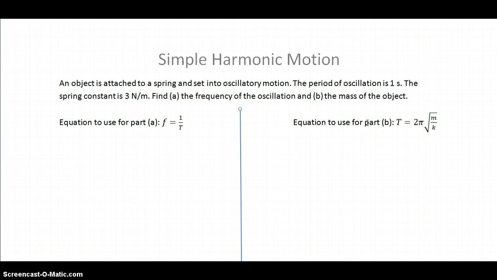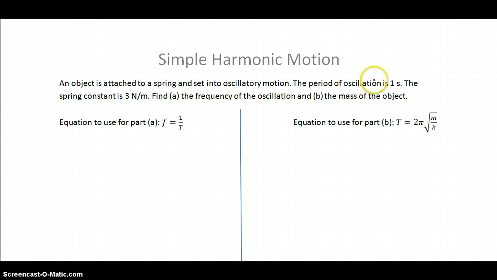One thing to note on this problem is part A and part B are not related to each other, so it doesn't matter what order you work them in. However, for the sake of going through it, we're going to do part A first. So in order to find the frequency, we're going to use this equation that I've already put down here. F, the frequency, is equal to 1 divided by the period.